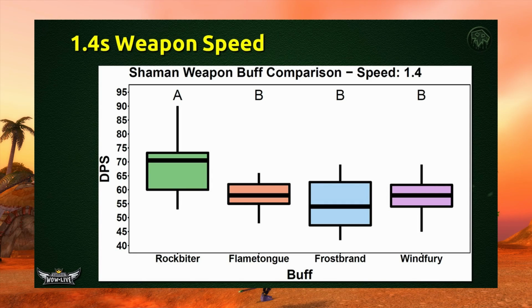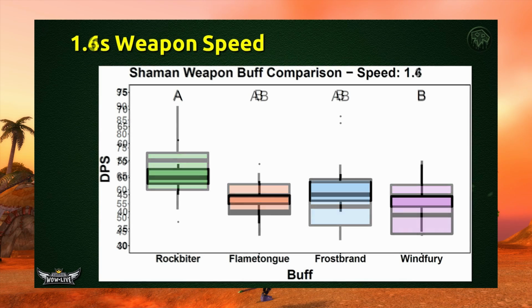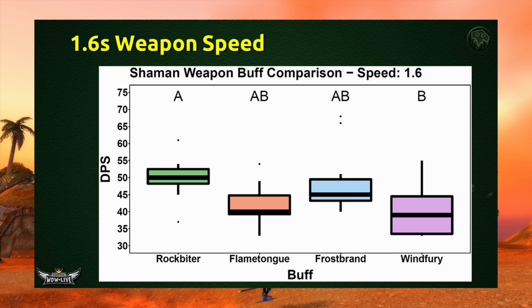I'm going to go through them pretty quickly, and you can stop and look at them if you want at your own pace, but remember, if a box shares a letter with another box, like Flametongue, Frostbrand, and Wind Fury all have a B above them, that means they aren't different from each other statistically. However, Rockbiter has an A, meaning that it is different from all the other 3. Another way to say that is Rockbiter is statistically significantly higher in DPS than the other 3 weapon imbues at 1.4 second speed. We move to 1.6 seconds, things even out a little bit.